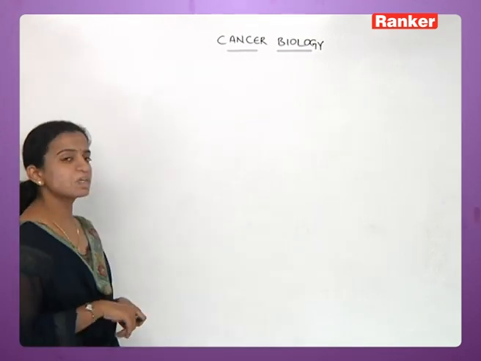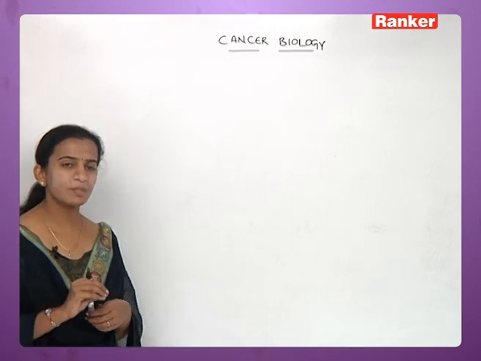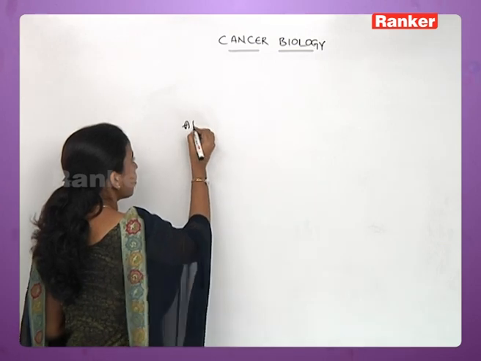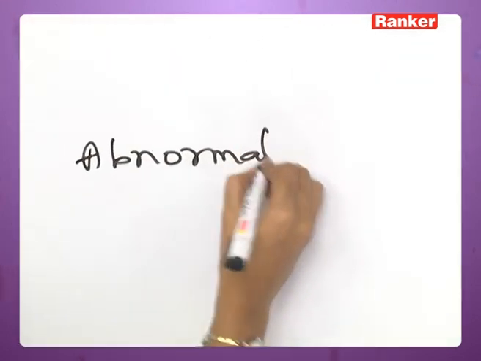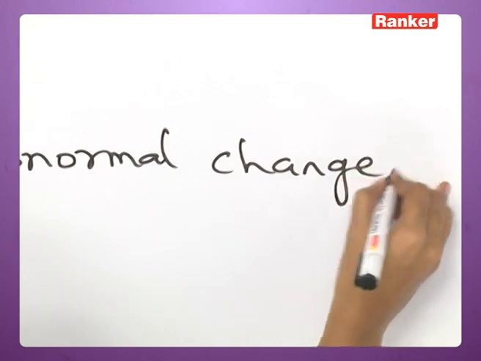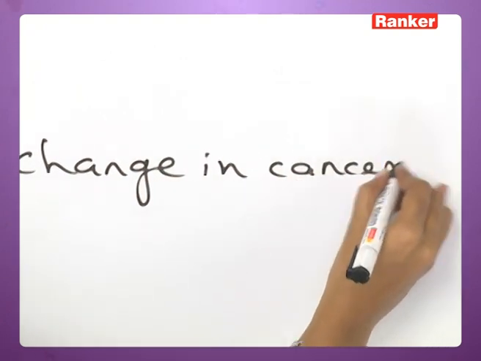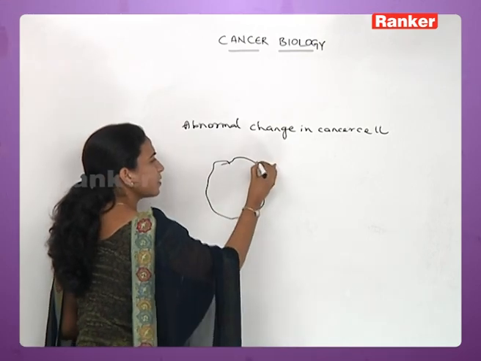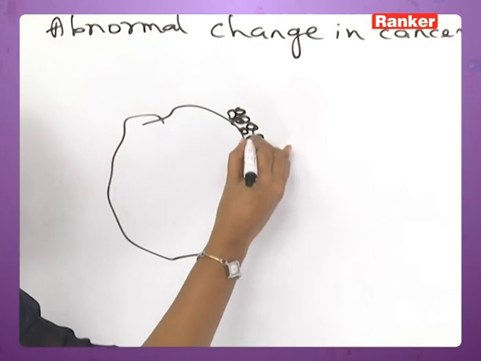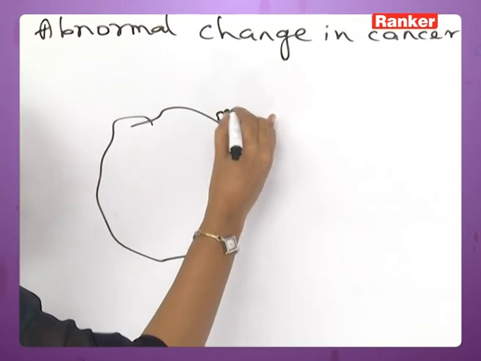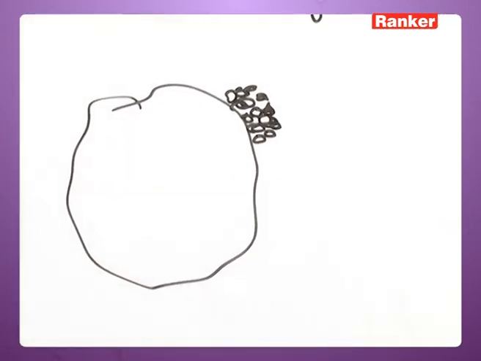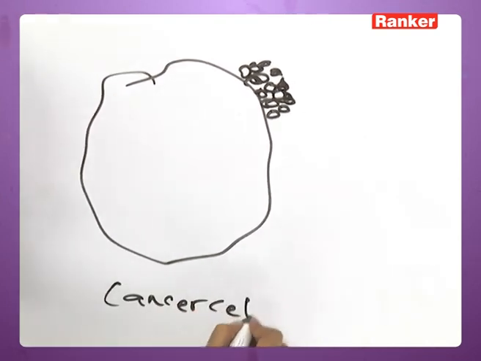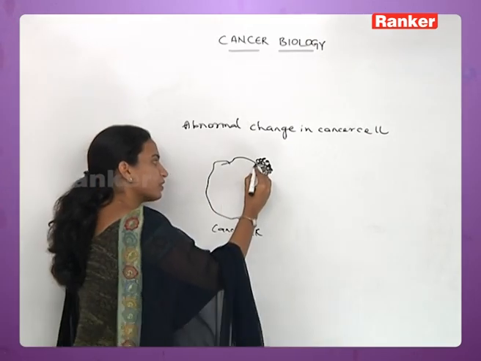So here you can see another character or another property in the cancer cell, that is, abnormal change in cancer cell. Abnormal change in cancer cell. That means if at all there is a cancer cell, you can see something is growing on it, which gives you a kind of antigen structure. That means there is an outgrowth present. This is a cancer cell. So on the cancer cell itself, you can see some other growth.